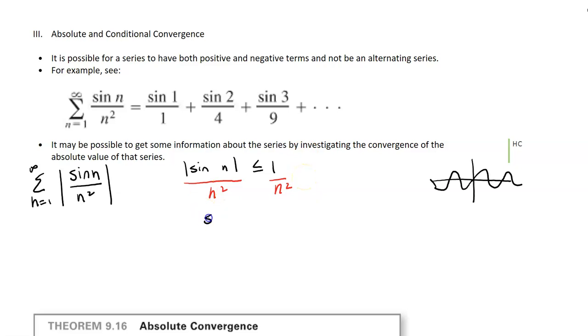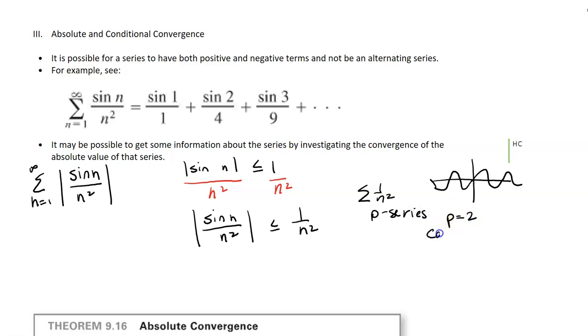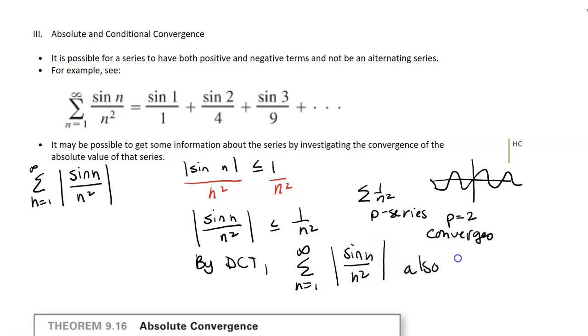Of course, n squared is positive, so this is really the same thing as the absolute value of sine of n over n squared. And we know that the sum of 1 over n squared is a p-series with p equals 2, so it converges. And we know that if it is greater than this absolute value here, by the direct comparison test, the sum from 1 to infinity of the absolute value of sine of n over n squared also converges.